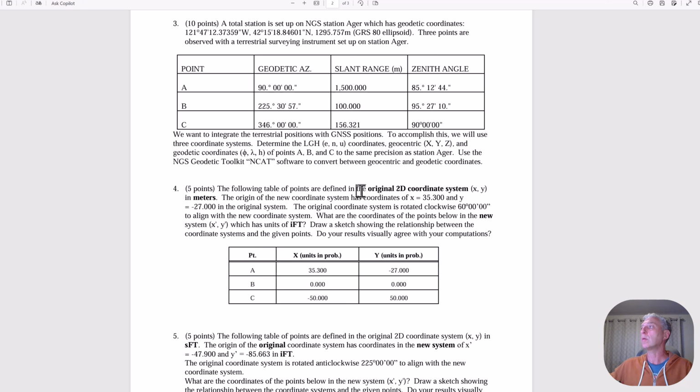Number 4, very similar, but with a little bit of difference. You're going to be scaling, I'm just going to say you're changing your units. You're going from metric to international feet. So be aware of that. You're going to be moving in a different direction than in number 3, but essentially just a different perspective on the same types of problems.